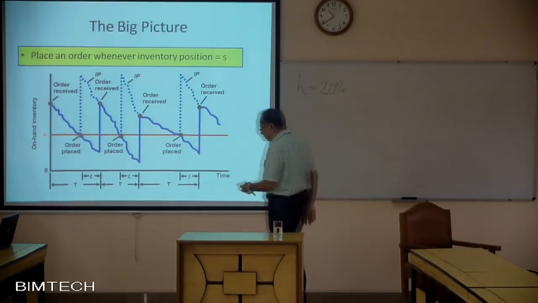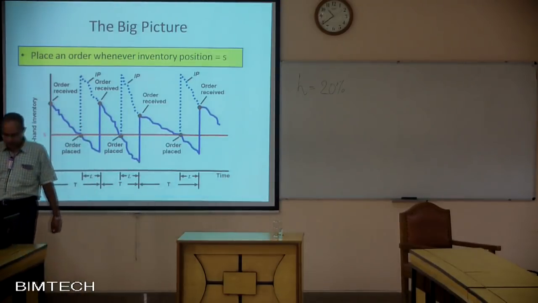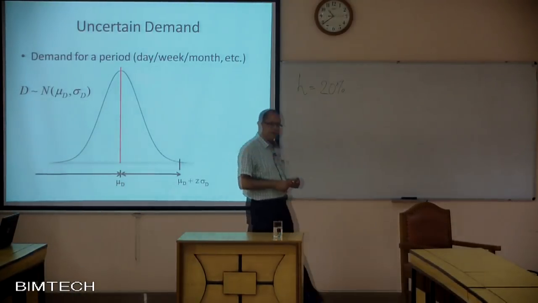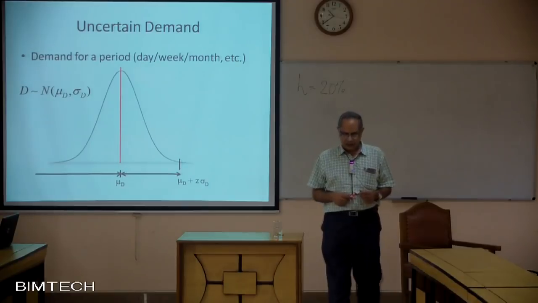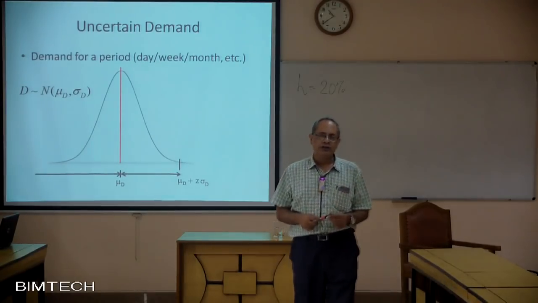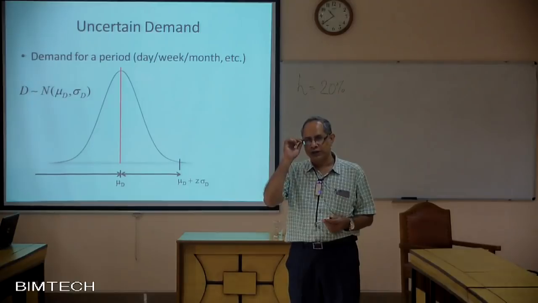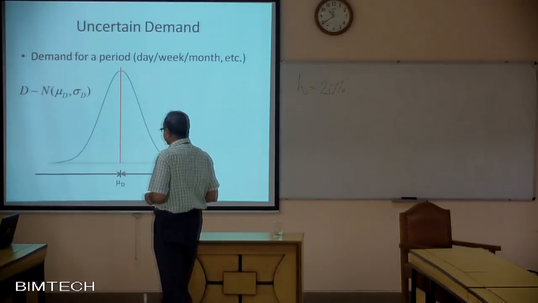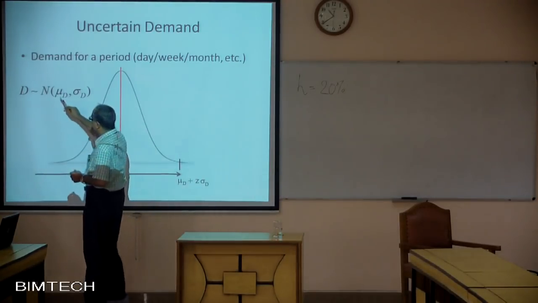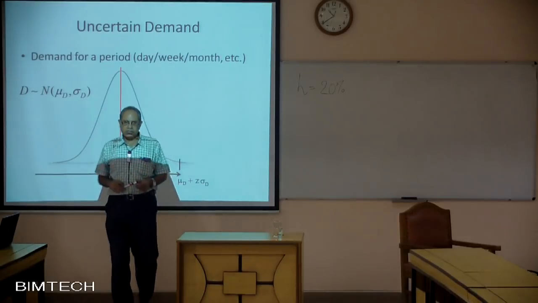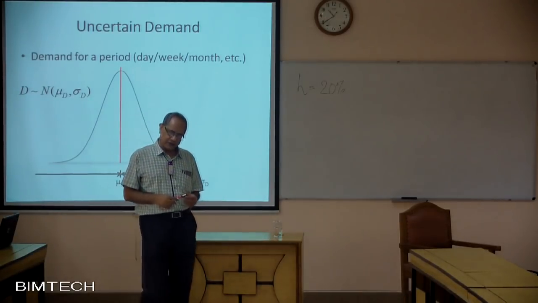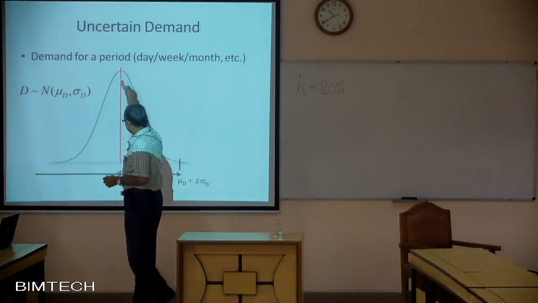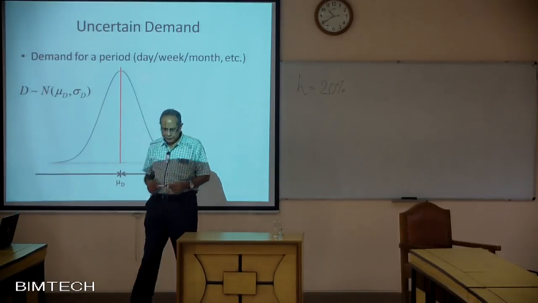Okay? Good. So what do we know? What are we told? We said that the demand is uncertain, and we are given the probability distribution of the demand. And we are told that the demand is normally distributed, and for any normal distribution, we need only two parameters to describe it completely, the mean and the standard deviation. Okay, so here is the normal curve representing the demand.